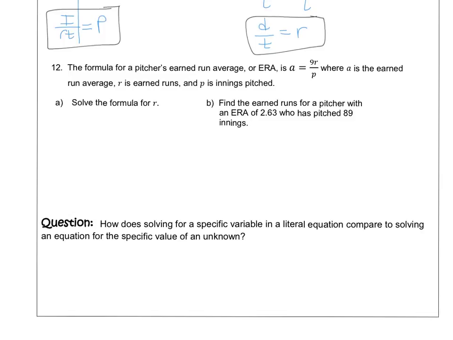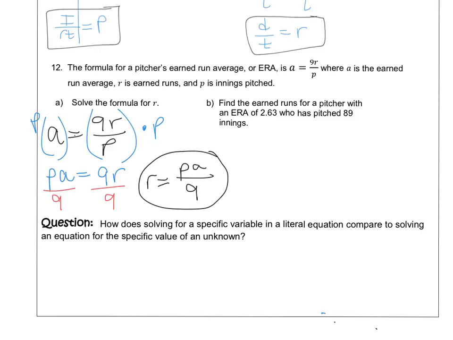A, average equals 9R over P. And we're going to take that formula, and the first thing we're going to do is solve it for R. So we're solving it for runs because we've got the other information that's about to be given to us. So we're going to take our equation, A equals 9R over P. So take a moment, pause your video, and solve this equation for R. Make sure you take care of the fraction before you do anything else.